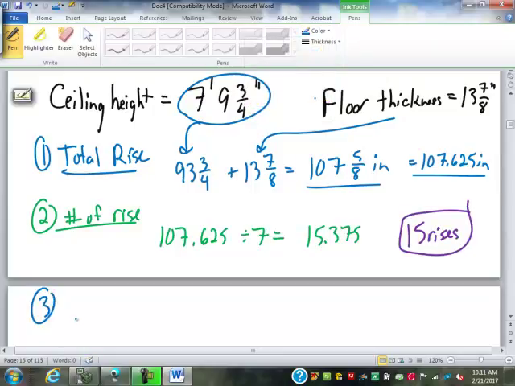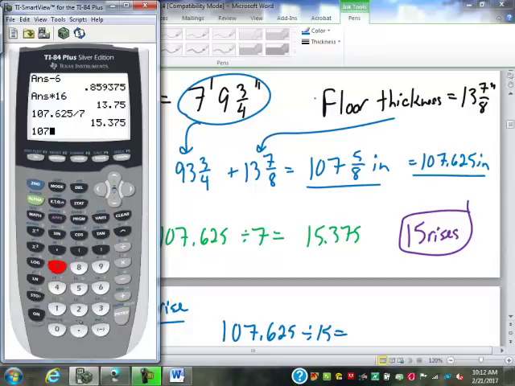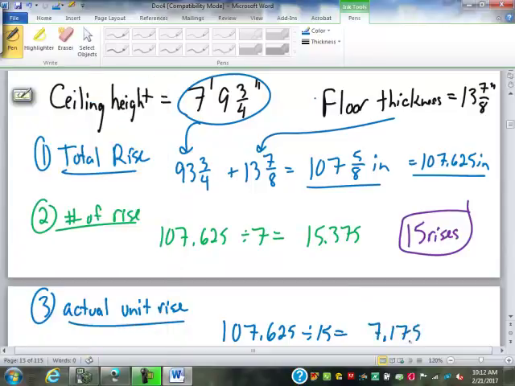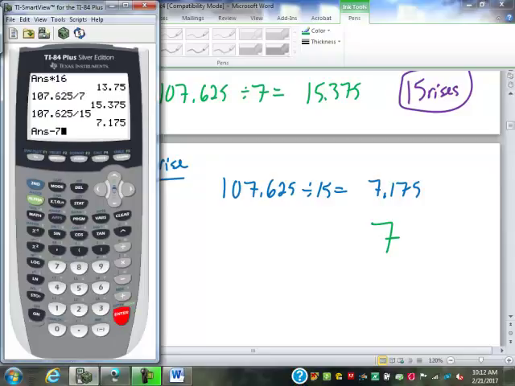To find the actual rise, the actual unit rise, or the actual riser height, 107 5/8, 107.625, divided by 15. 7.175. So that is 7 inches, 3/16. Okay, I'm just going to double check. So minus the 7 times 16, 2.8. It is 3/16.